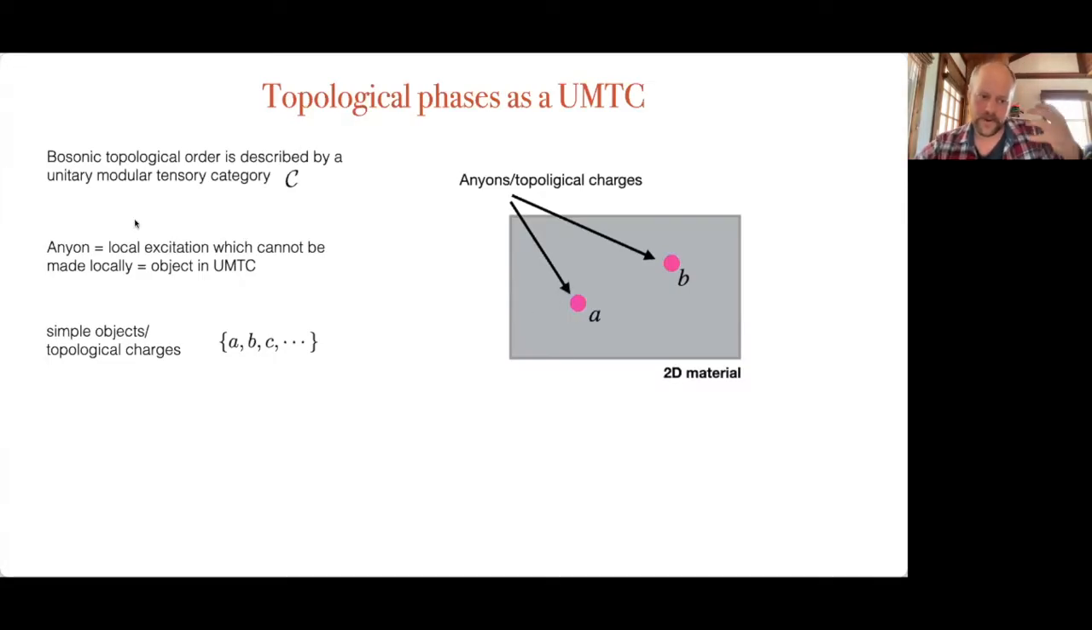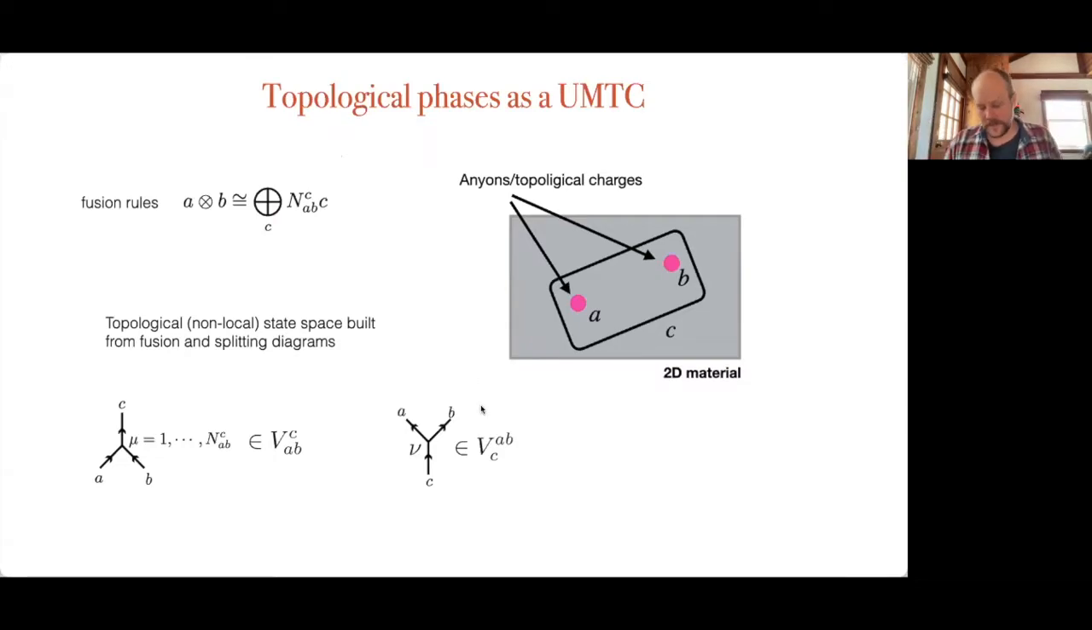If you like, the more intuitive definition of an anyon is that it's a local excitation, a local blob of energy, which cannot be made locally. That is what it means for it to be a non-trivial anyon. All the trivial anyons are any particle or object that you can create locally. So the first piece of data that goes into C is just this list of anyons that we have in our system.